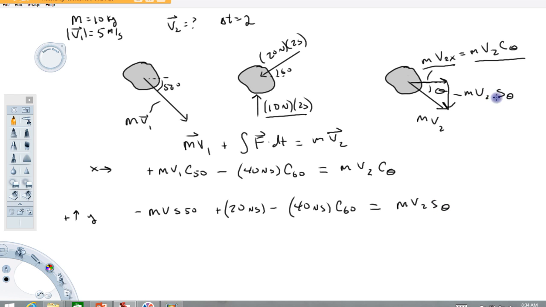Keeping in mind that v2 sine theta, or mv2 sine theta, we could call, well, the v2 sine theta we could call v2y. That's what that is. For now I'm going to put this here, but then I'm going to glance my equations over and see which one I want to use as I go to solve this.